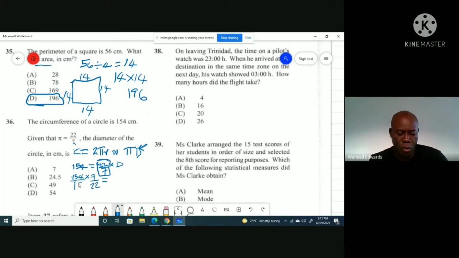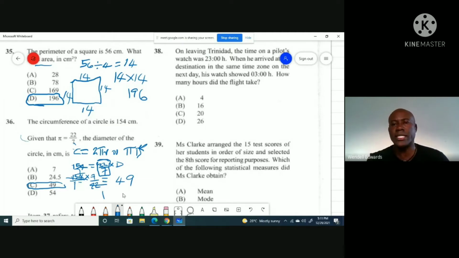7/22. Right? 154 divided by 22, and that's about 7. 22 into itself 1 time, 22 into this will give us 7. 7 times 7, the answer is 49. So I did use 22 to divide into itself, and then into 154, I'll get 7 times. So the answer that I'm looking for, the diameter, is 49.